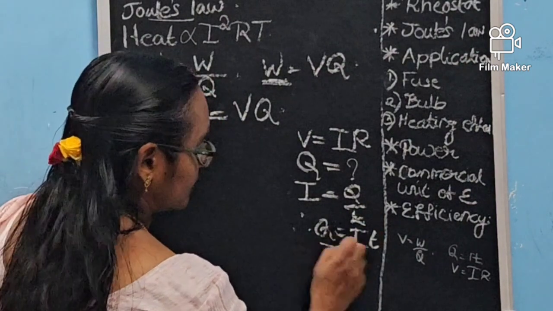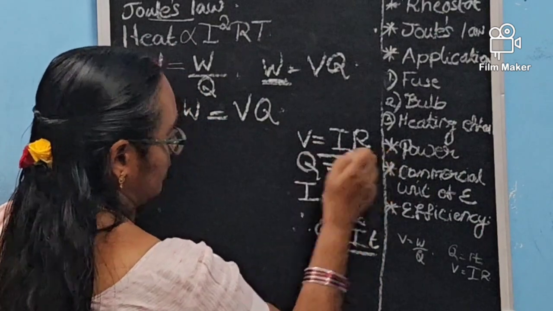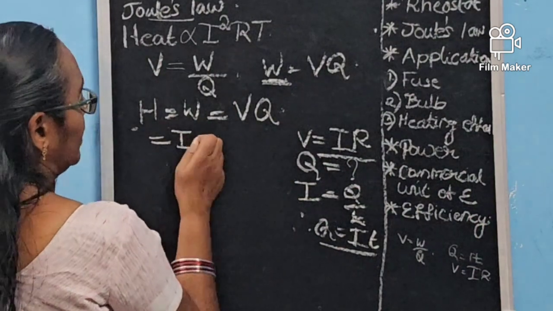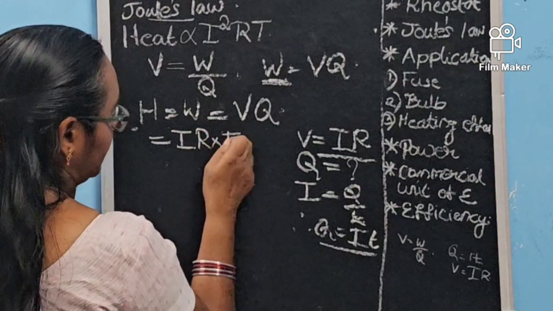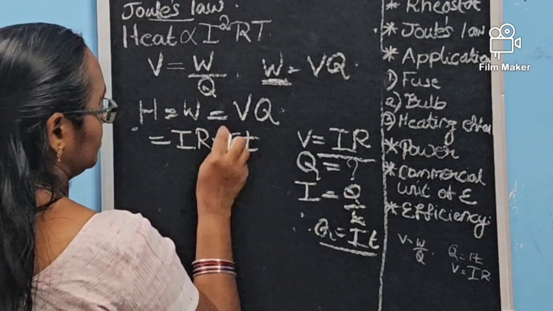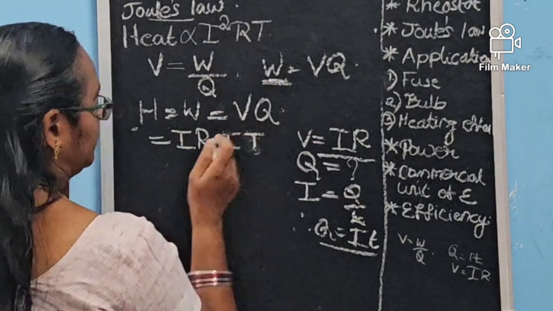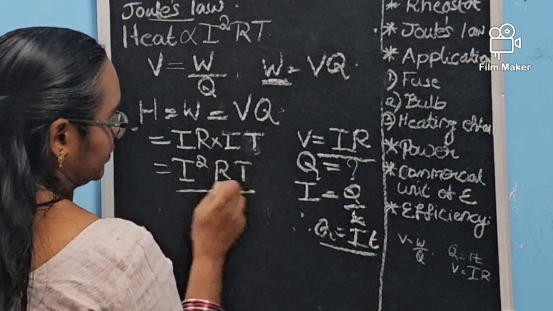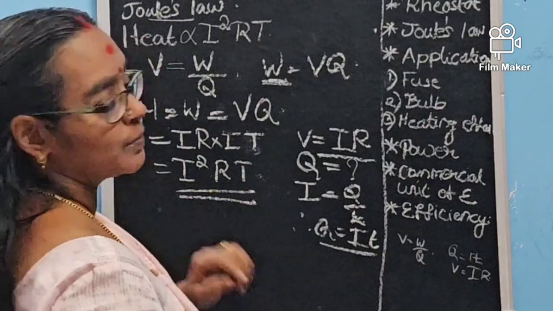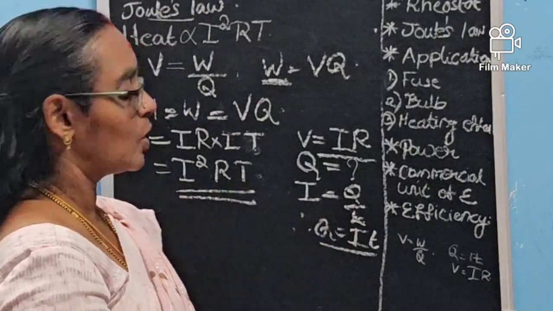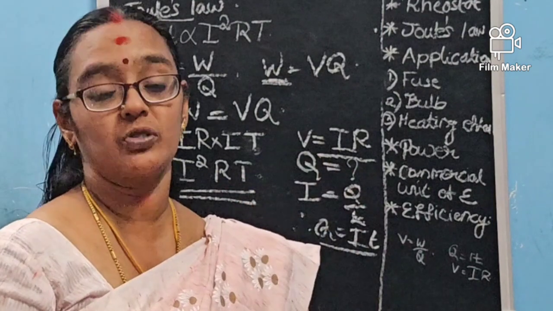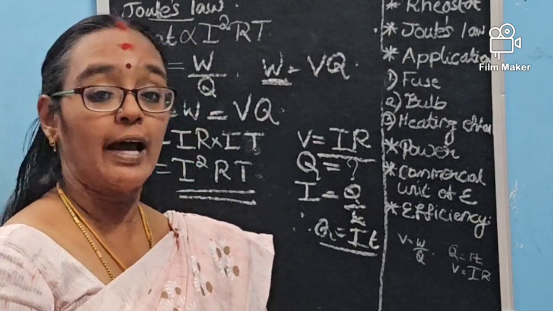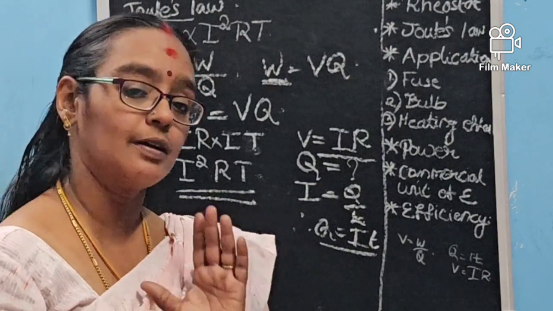So we can relate this one and this one instead of V and Q. The answer will be IR into IT, with capital T, which is equal to I square R T. This is the equation, Joule's law. This is what Joule's law states. What does Joule's law state? Heat produced in a conductor when current is passed is proportional to the square of the current and the resistance and also the time through which the current is passed.